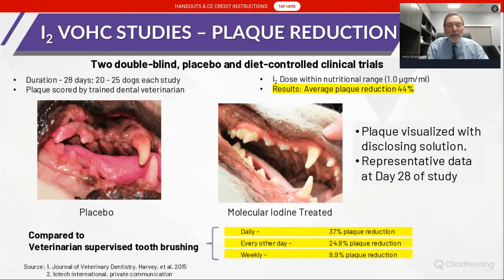Whether it was daily, every other day, or weekly, every one of those achieved significantly less plaque reduction than was achieved by simply putting a couple of drops of molecular iodine into the pet's drinking water each day. And they didn't have to hold the pet's head still each day for a month in order to do it, which they needed to do with the brushing, if the dogs would even let them. So much easier and more effective.